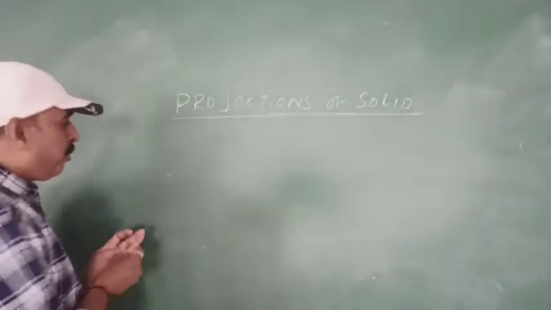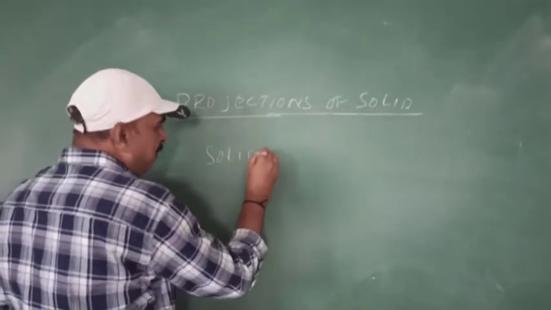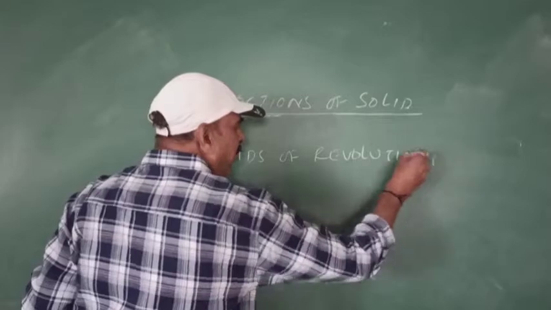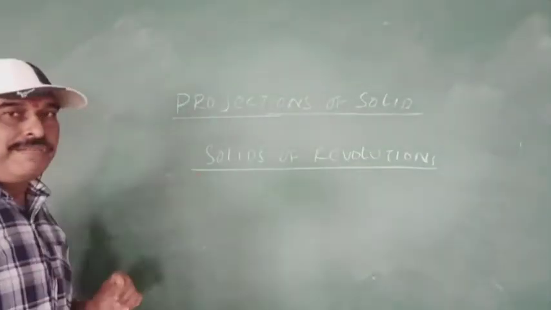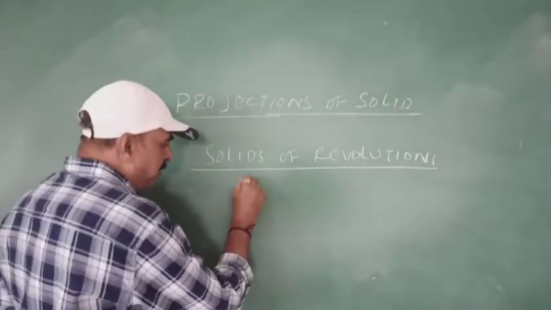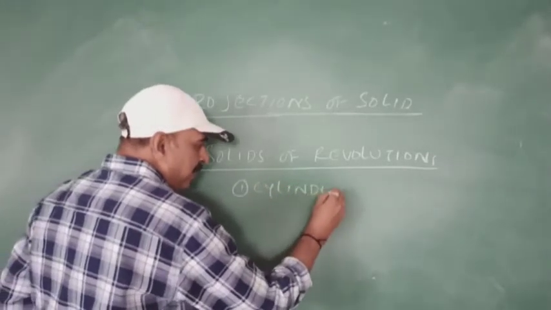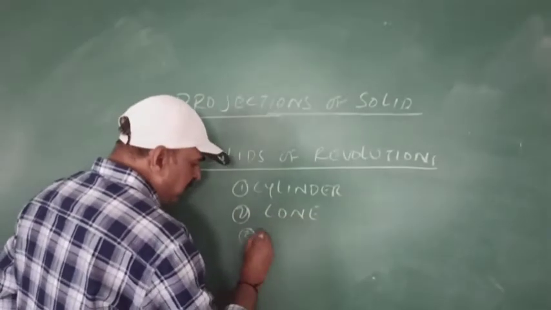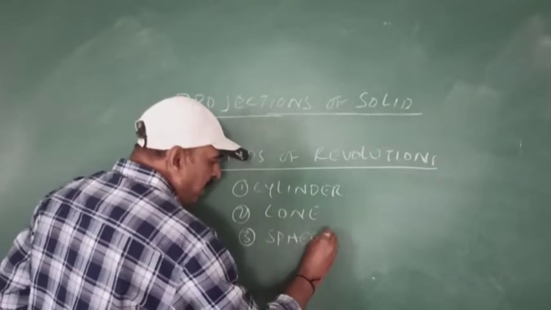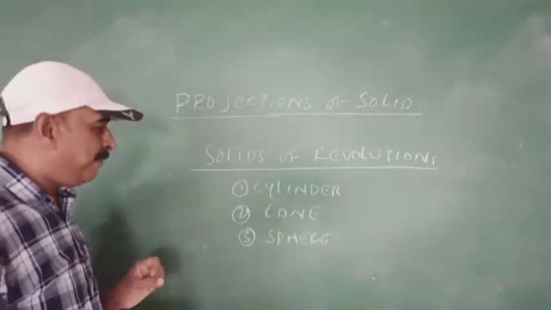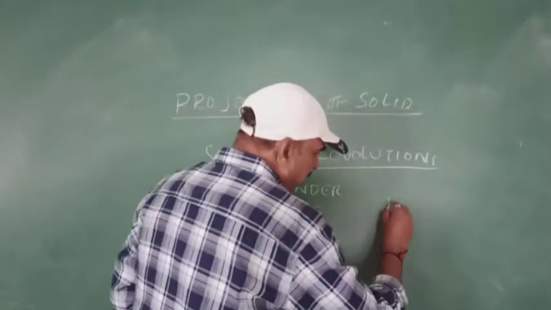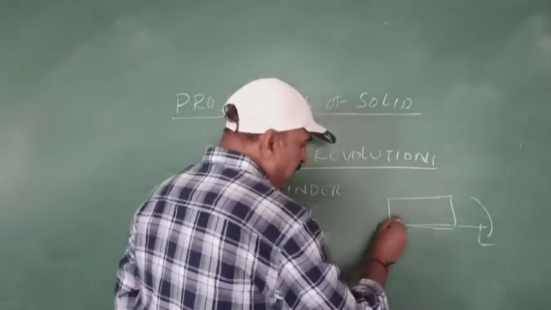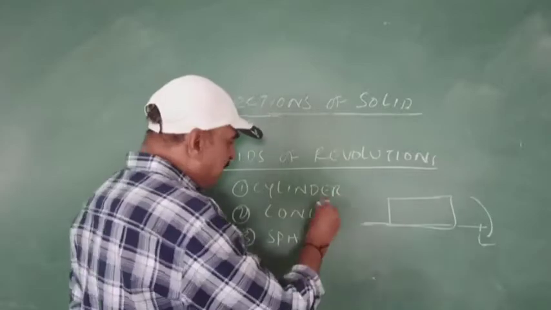Now one more group, that is solids of revolution. That means these solids are obtained when they are revolved. So in this group, one is cylinder, second one is cone, and the third one is sphere. These are the examples of solids of revolution. For example, if you take a rectangle and continuously revolve it about an axis, you will get a cylinder.